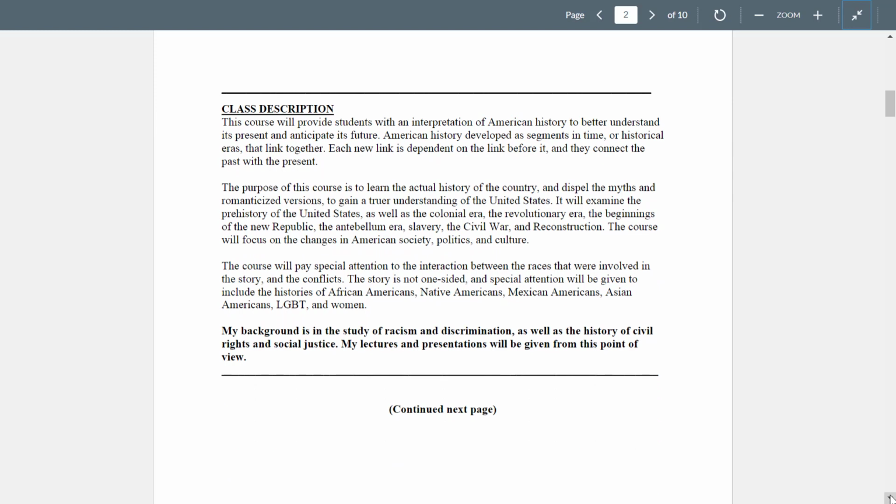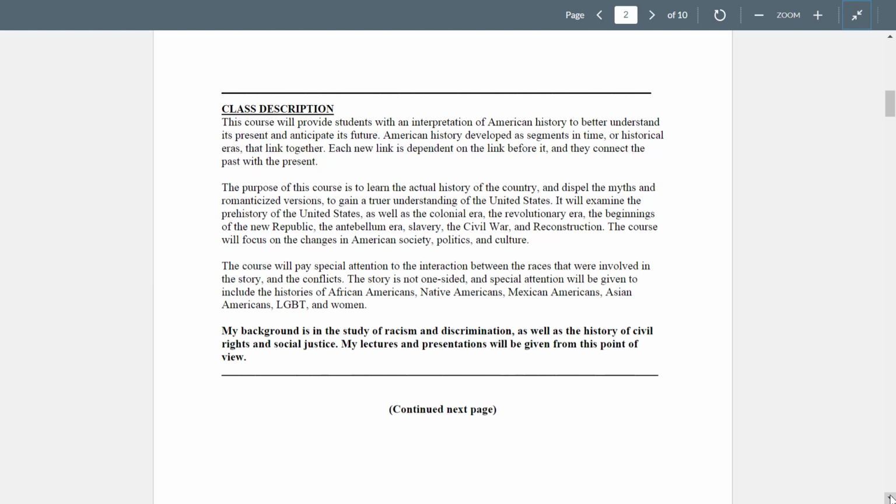Please read this course description so you know what you're getting into or what we're learning. I'm going to read the last two just so you get a better idea of who I am and what my background is. The course will pay special attention to the interaction between the races that were involved in the story and the conflicts. The story is not one-sided, and special attention will be given to include the histories of African Americans, Native Americans, Mexican Americans, Asian Americans, LGBT, and women.